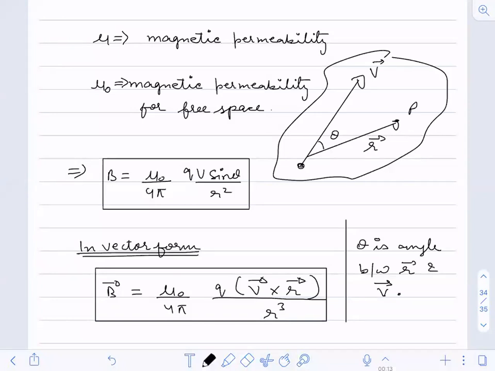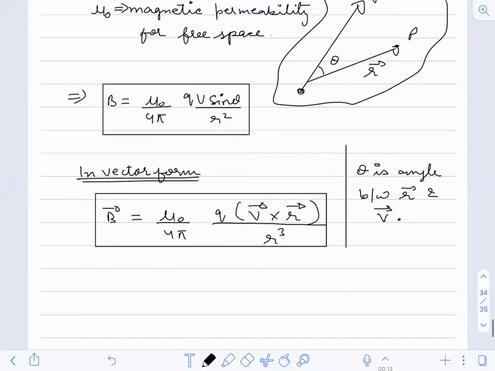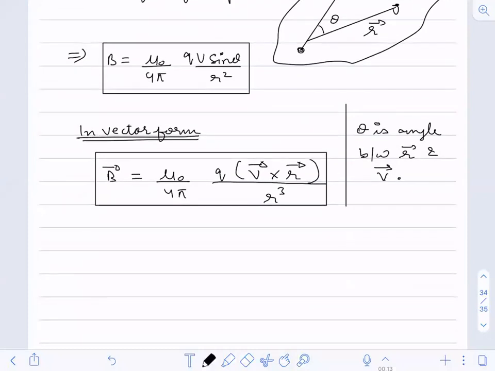Okay, fine. Now you were asking the values. So the value of mu naught is written as 4 pi into 10 to the power minus 7. What will be its unit now?